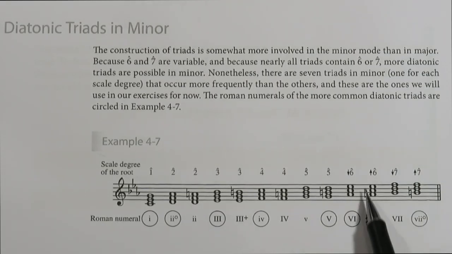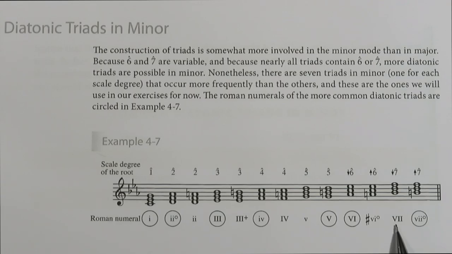Now here we have the major sixth. And next we have the diminished sixth, okay? So we have the A natural, C, E flat. And that's part of the melodic minor.